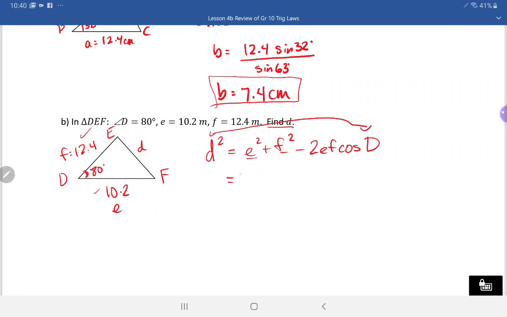Here we can just put everything in. 10.2 squared plus 12.4 squared, minus 2 times 10.2 times 12.4 times the cos of 80 degrees.